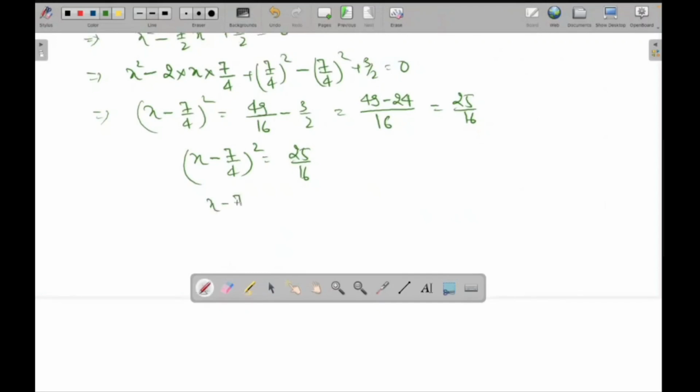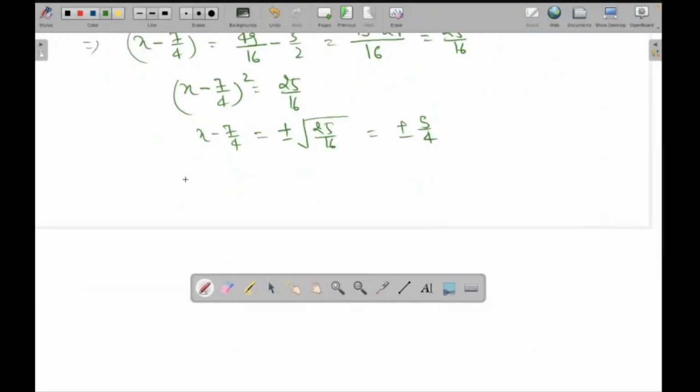So when I'm taking x minus 7 by 4, then I will write plus minus 25 by 16, which will be nothing but plus minus 5 by 4. Now I will take one time plus sign and another time minus sign. x minus 7 by 4 equals 5 by 4, and then another time x minus 7 by 4 will be equal to minus 5 by 4.